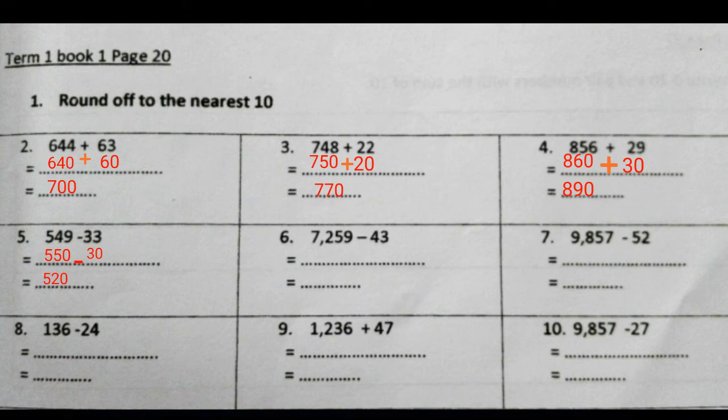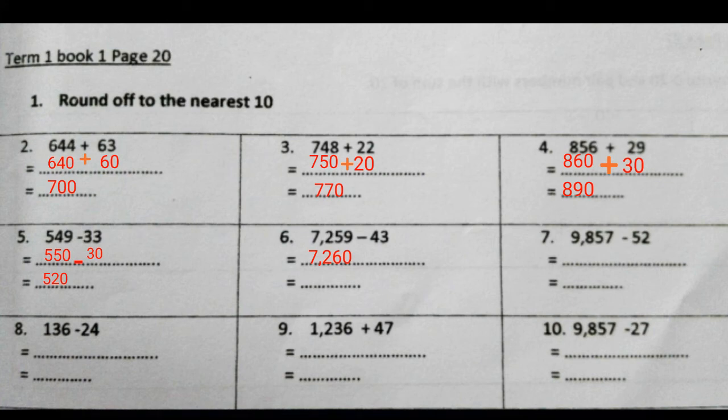Number 6. 7,259 minus 43. So 5 is in tens place and 9 is in ones place. Since 9 is a rounding up number, we add 1 to 5. 5 becomes 6 and we change 9 to 0. So it's gonna be 7,260.